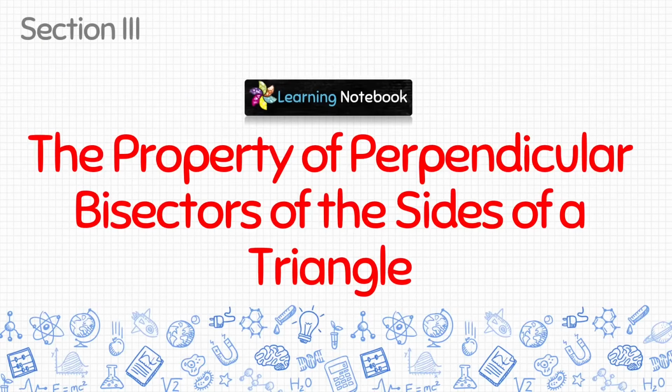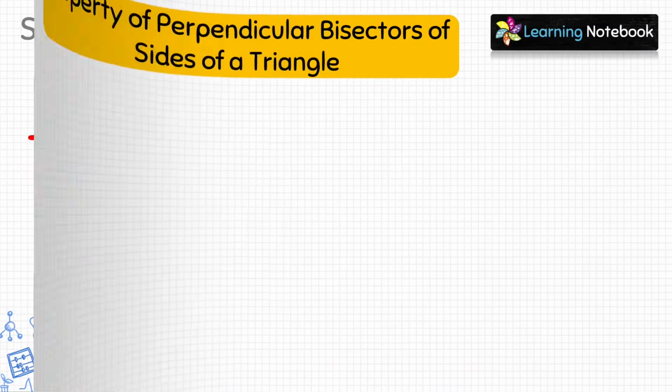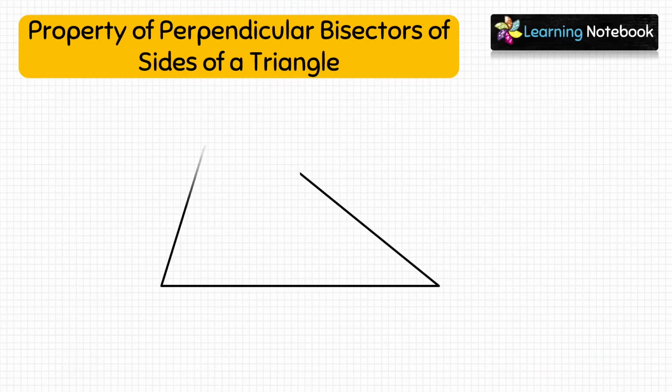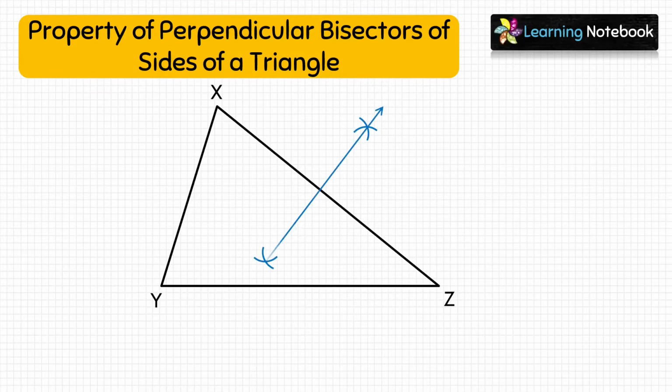Now students, let's learn about property of perpendicular bisectors of the sides of a triangle. To understand this property, let's draw an acute angle triangle XYZ. And then we will draw the perpendicular bisectors of each of its sides.